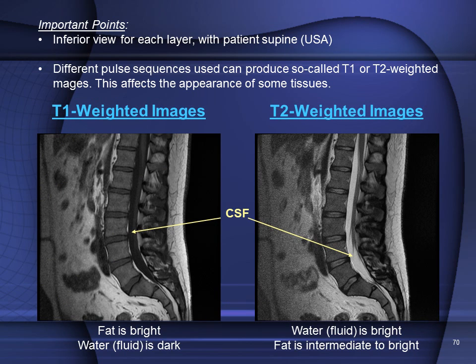These images show sagittal views of a patient's lumbar spine, both using T1 weighting and T2 weighting. In T1, fluid, or the CSF surrounding the spinal cord, is dark, and fatty tissues are bright. This is in contrast to the T2 weighting, where the CSF or fluid surrounding the spinal cord is bright and the fatty tissue is intermediate to bright.